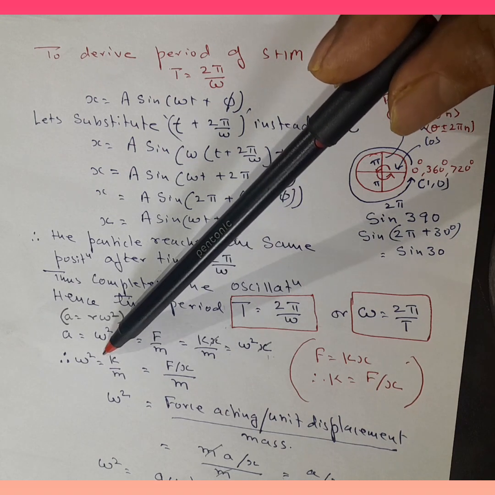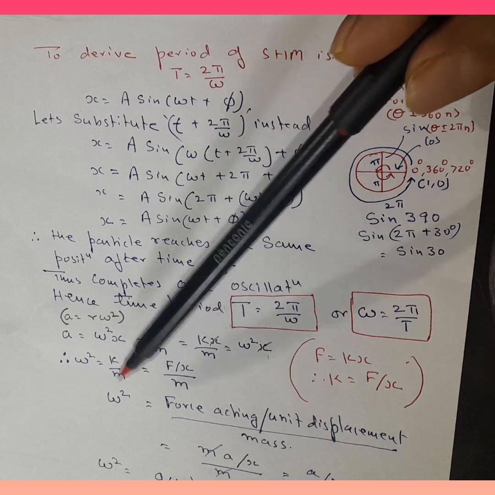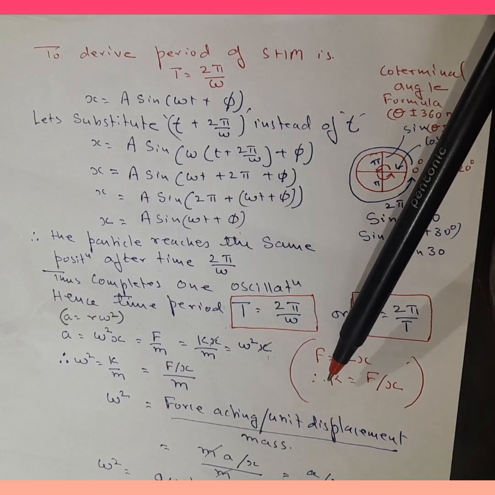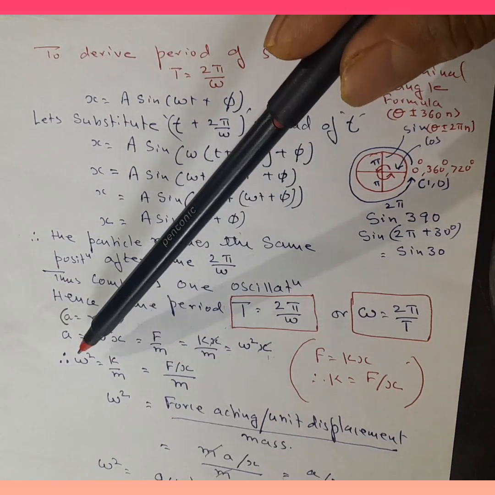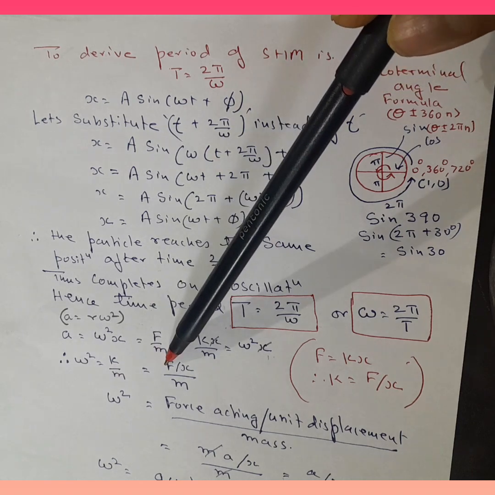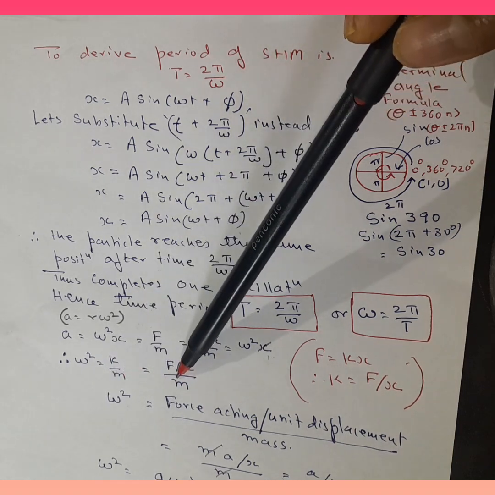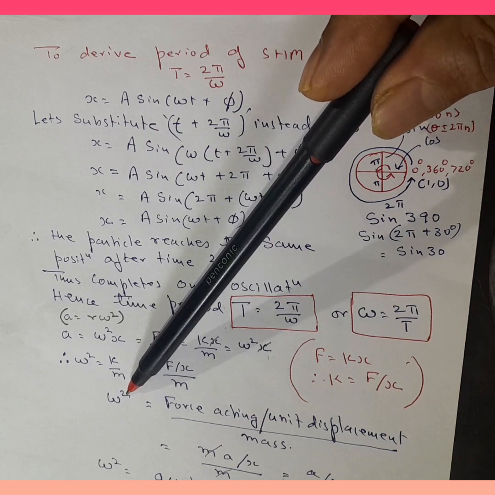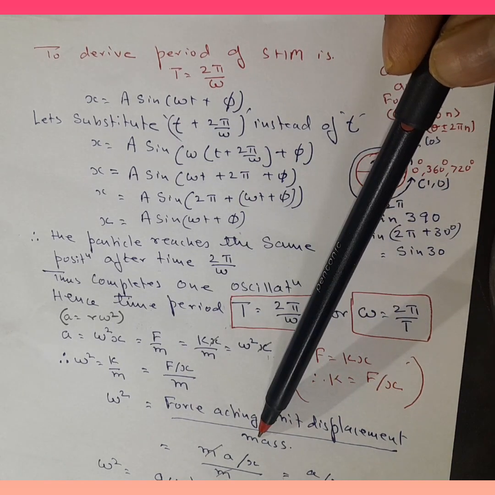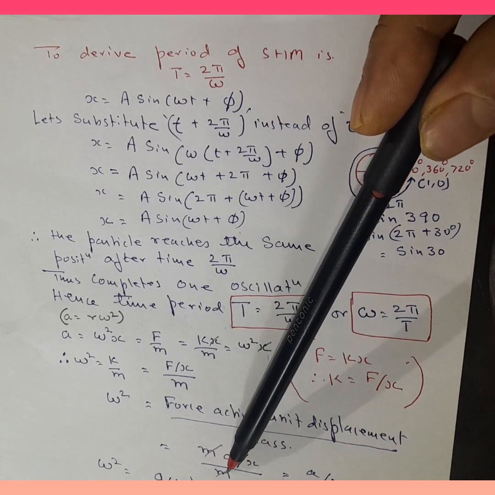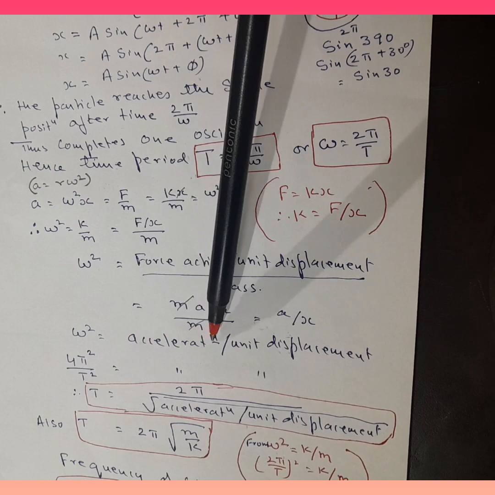This is one thing you have got to keep in mind always. k is equal to F over x, because F is equal to kx. So omega square is equal to k over m, and k is F over x, over m. So we can say the formula for omega square is force acting per unit displacement upon mass. If I put in ma over x, the m gets cancelled, so this becomes a per x. Omega square is equal to acceleration per unit displacement.